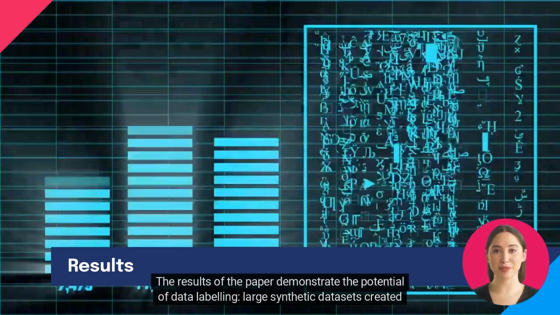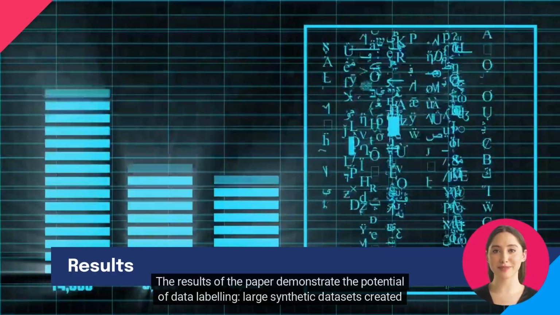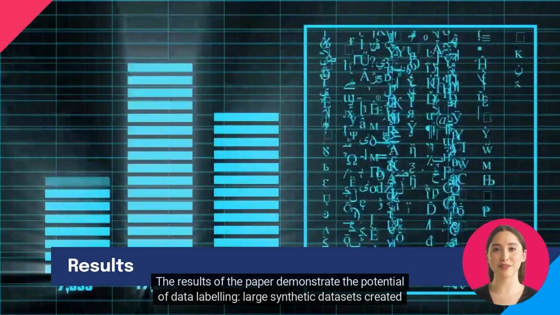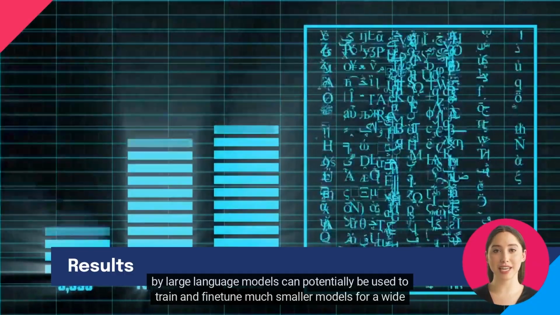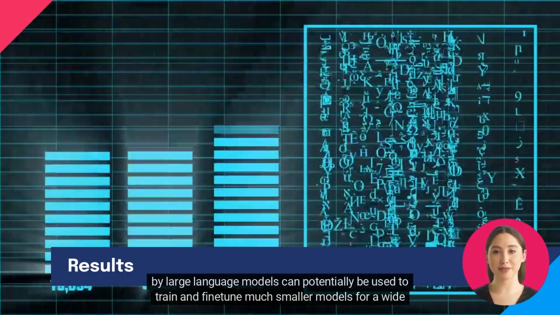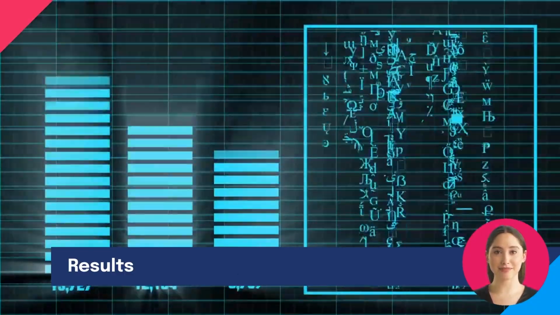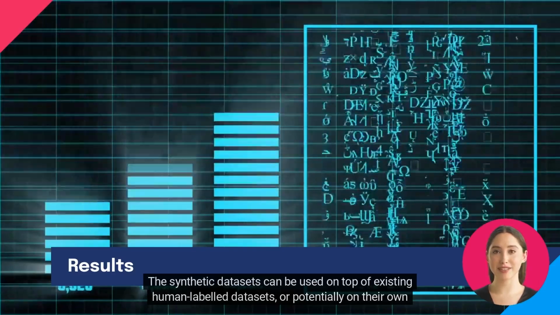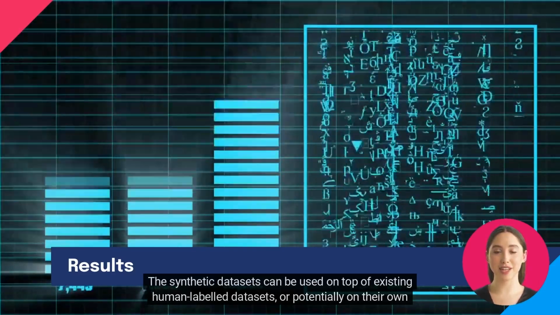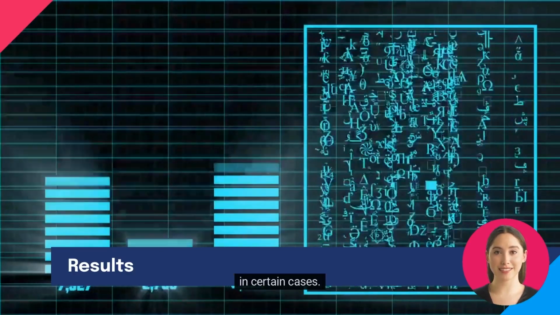The results of the paper demonstrate the potential of data labeling. Large synthetic datasets created by large language models can potentially be used to train and fine-tune much smaller models for a wide range of tasks. The synthetic datasets can be used on top of existing human-labeled datasets, or potentially on their own in certain cases.